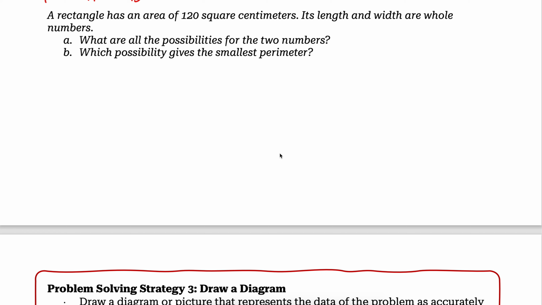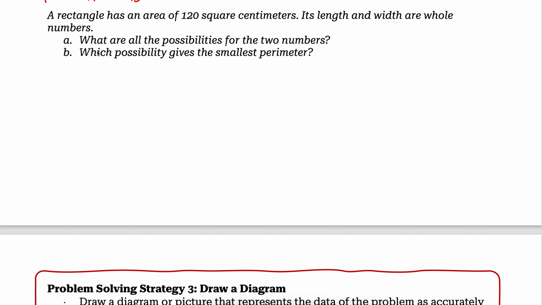So picking up with making an orderly list as a strategy, this next example says a rectangle has an area of 120 square centimeters. Its length and width are whole numbers. Then it's got two questions. First one, what are the possibilities for the two numbers?